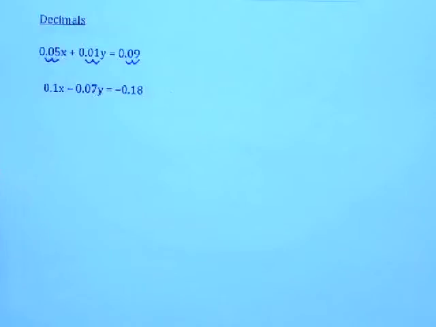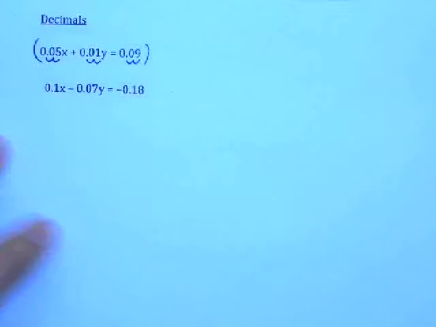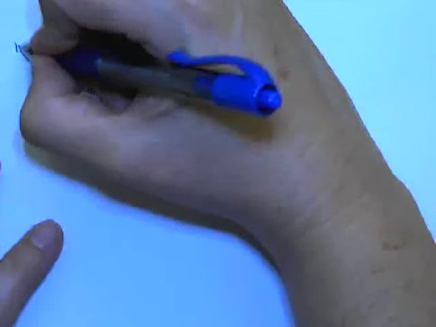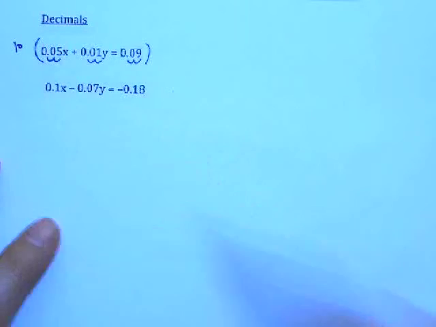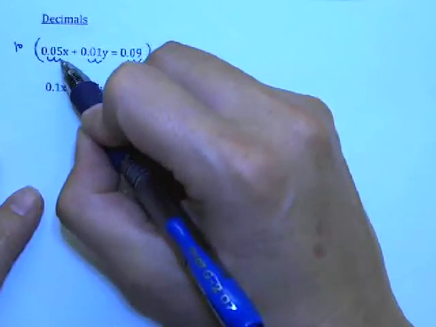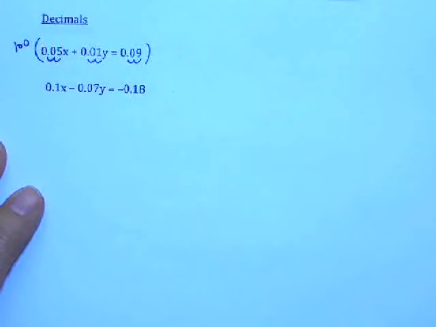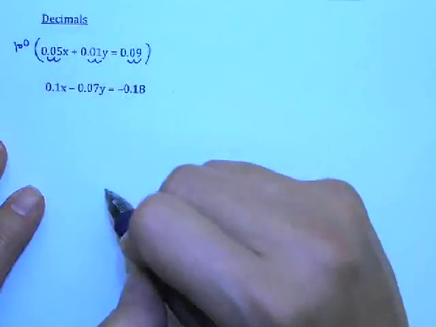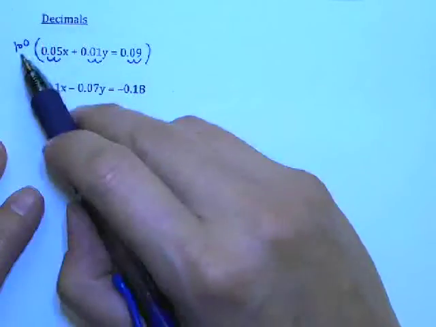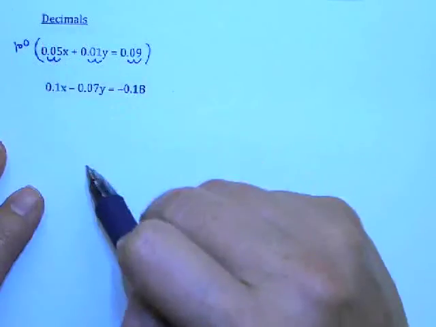What I'm going to do is multiply by a multiple of 10. Maybe 10 would work. If I multiply 0.05 by 10, I actually just get 0.5, so I still have a decimal. So because there's 2 decimal places, I'm not just going to multiply by 10, I'm going to multiply by 100. What that does is move the decimal place 2 places to the right. So anytime I multiply by 100, I move the decimal 2 places to the right.